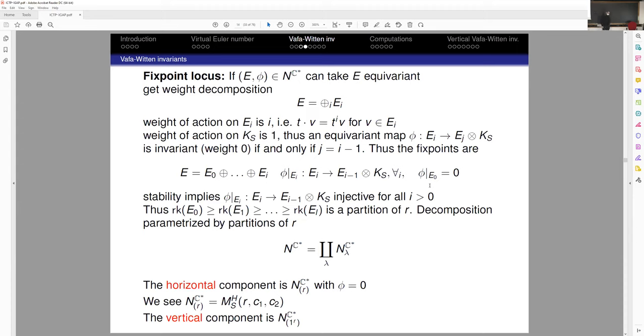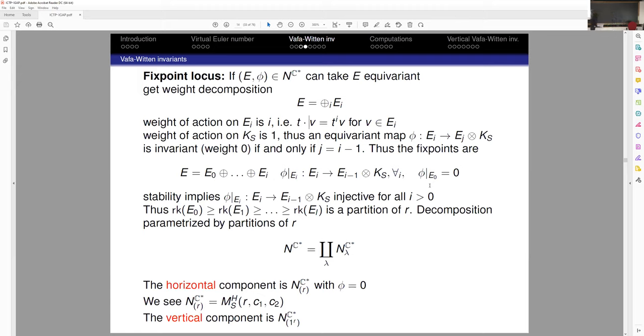So one can always assume that our sheaf is equivariant, so that C star acts on it. And if it's equivariant, we have, as before, a weight decomposition. We can write E as a direct sum of sheaves, where the weight of the action on E_i is i for each E_i. I've said how the action can be defined by rescaling the fibers of K_S on this total space. This leads to the fact that the weight of the action on the canonical line bundle is 1.